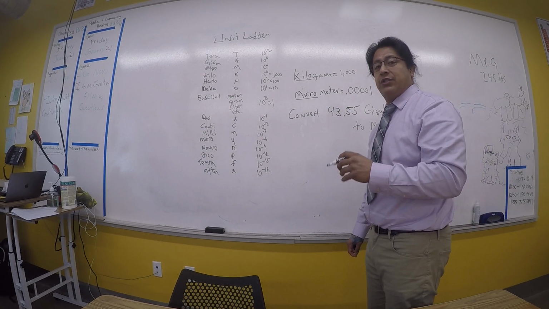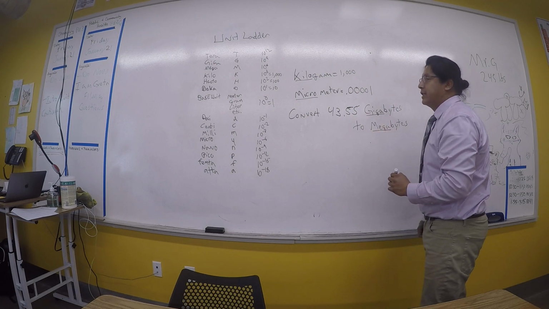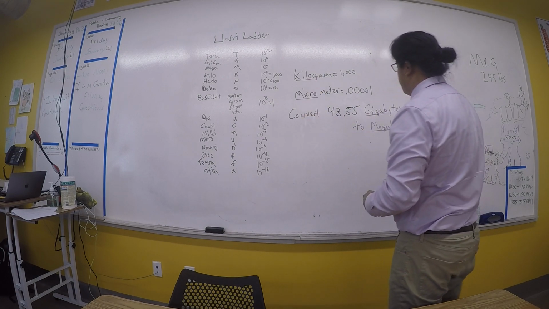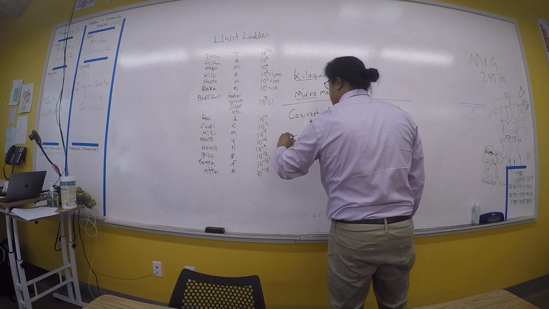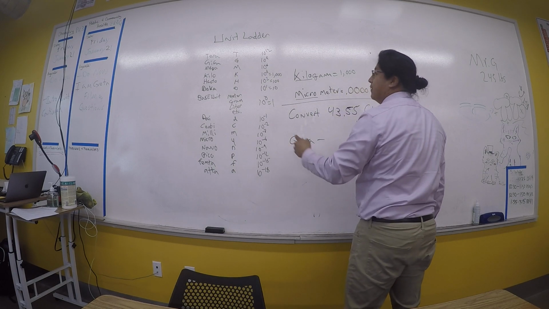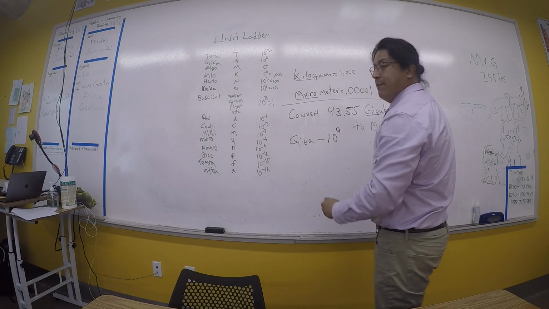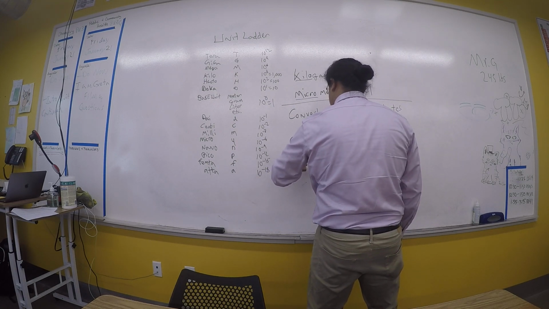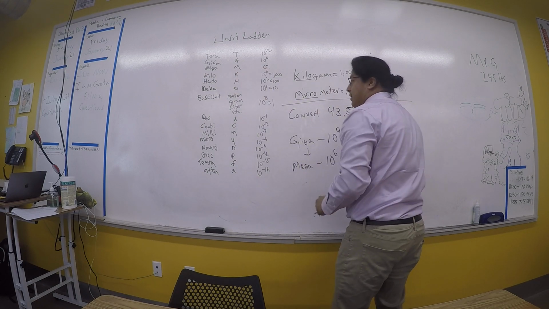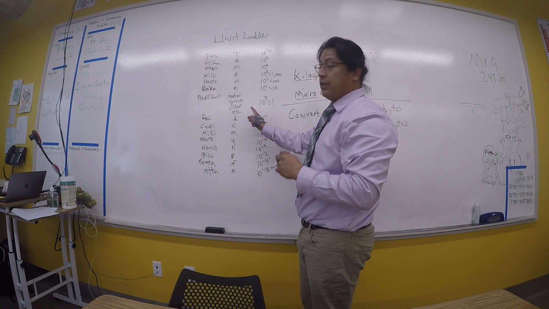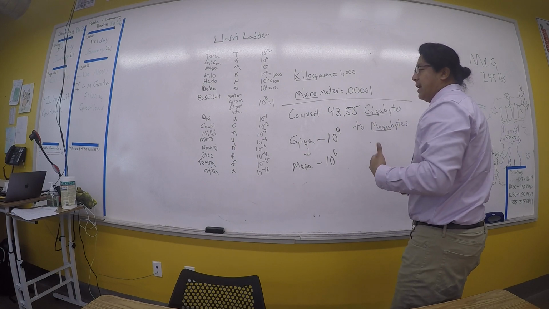The key to solving this problem is to recognize the prefixes, the words, and which exponent they correspond to. In our problem, we have giga, which if you look at your chart is 10 to the 9th. And we want to go to mega, which is 10 to the 6th. This chart is available on Schoology, so I don't expect you to memorize it. The steps are very simple.